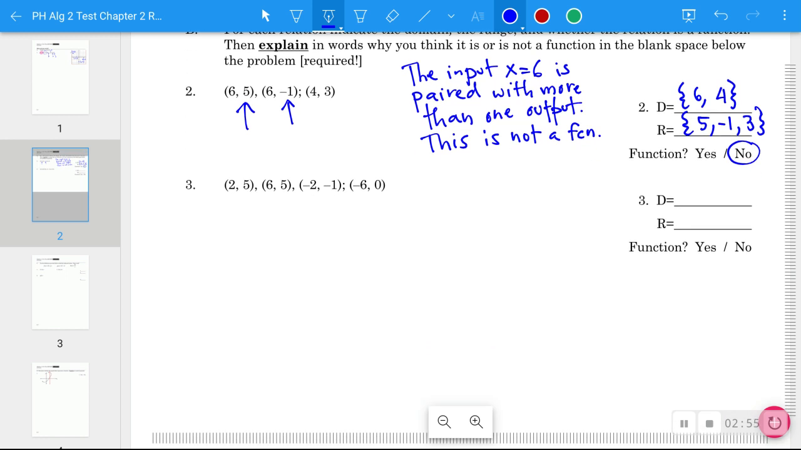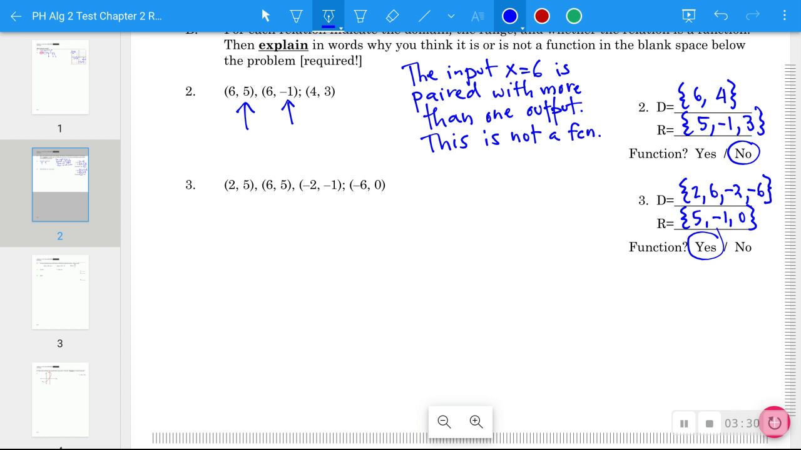Okay, the next one here, the domain. The first x is 2, the second x is 6, and then we got a -2 and finally a -6. So there's 4 members of the domain. The range, there's only 3, since the 5 is a repeat that we won't double list. 5, -1, and 0. And you can see I just listed all the y values. And this one is a function.